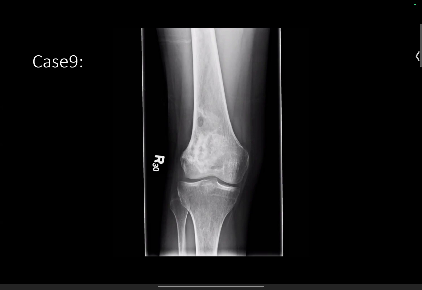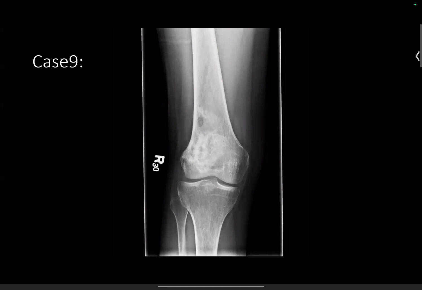How do we distinguish septic arthritis from osteomyelitis? Well, septic arthritis is an infection of the joint, of the joint fluid, whereas osteomyelitis is an infection of the bone. So they're two different areas of infection.